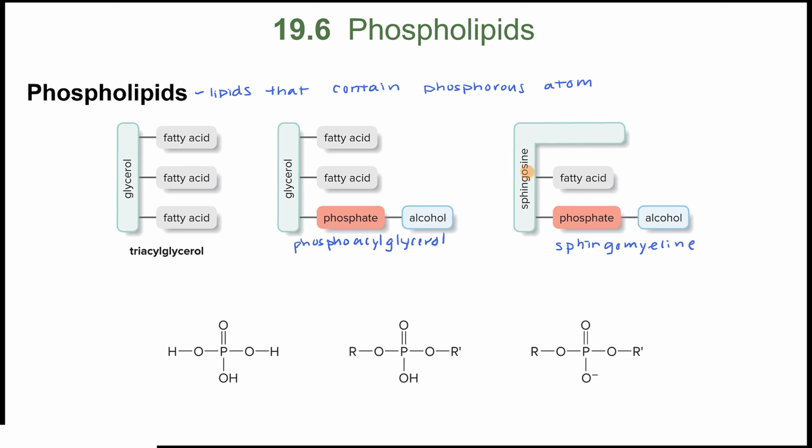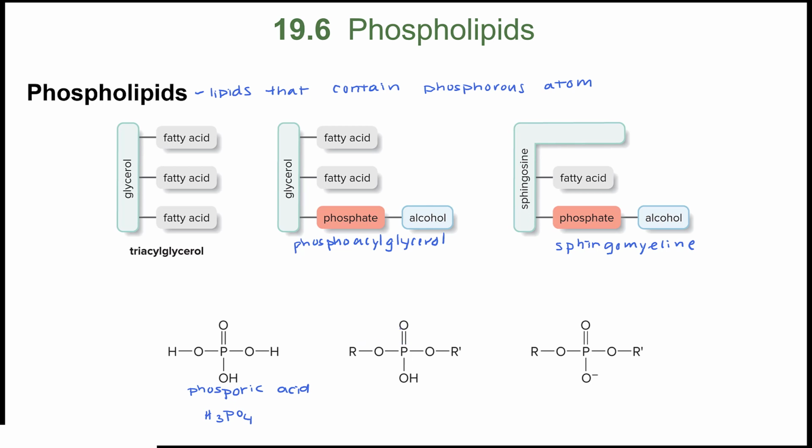So we've replaced glycerol with sphingosine, which has a long backbone that kind of wraps around. There's one fatty acid plus the phosphate and alcohol. So this is the structure of phosphoric acid, or H3PO4. And that can be used to link molecules together, which we'll see.